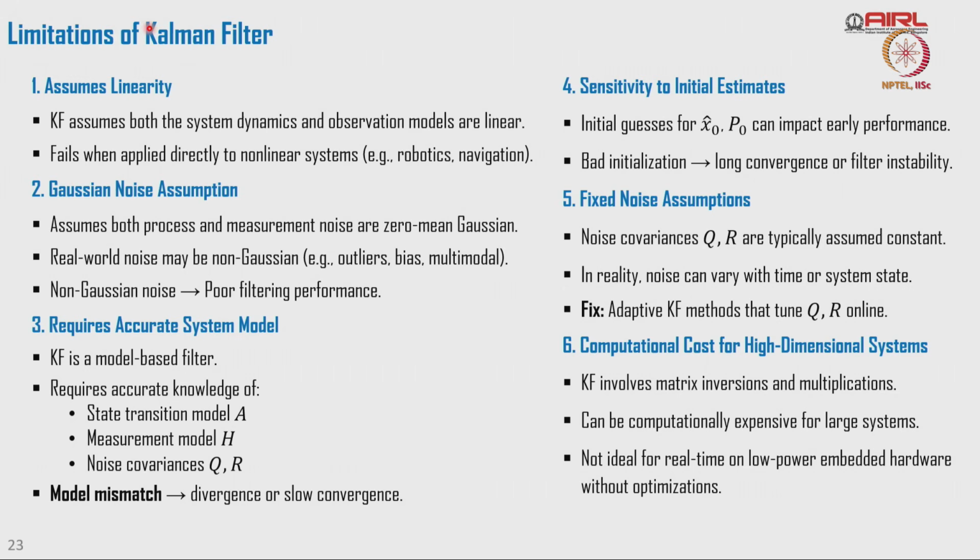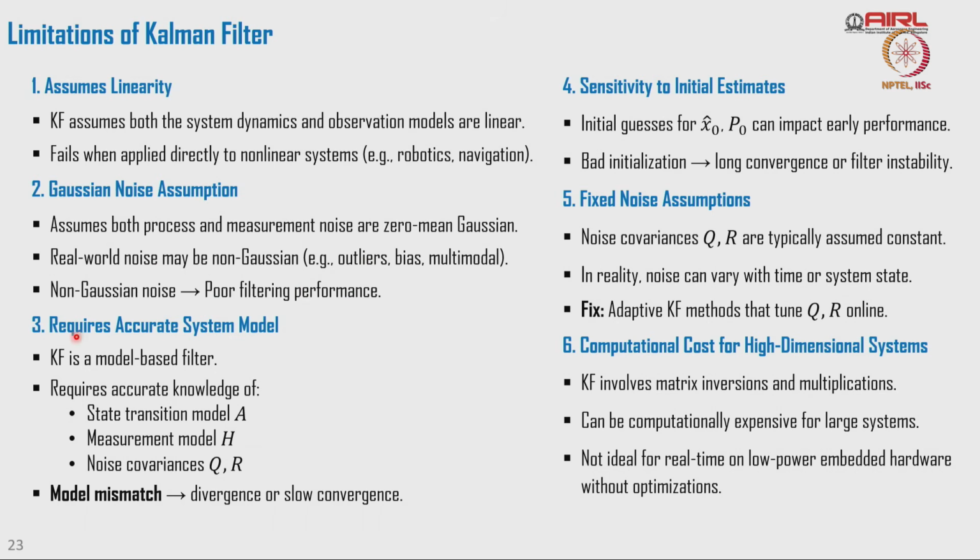Now, let us understand some limitations of the Kalman filter. What are the assumptions we are making? First, it assumes linearity. The Kalman filter assumes both the system dynamics and observation models are linear. It fails when applied directly to a nonlinear system, right. Second, the Gaussian noise assumption: it assumes both process and measurement noise are zero-mean Gaussian. In the real world, noise may be non-Gaussian; there could be outliers, bias, or multimodal noise. Non-Gaussian noise leads to poor filtering performance.